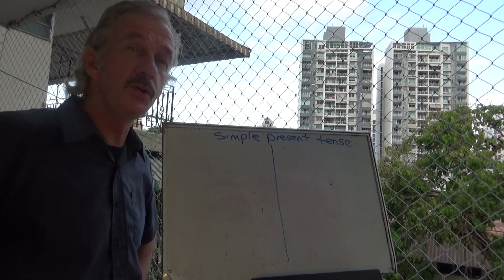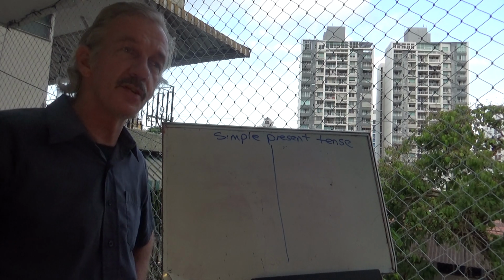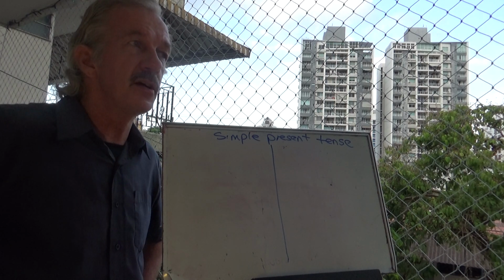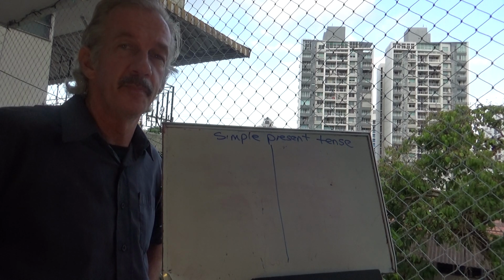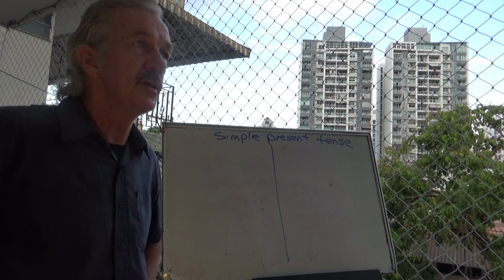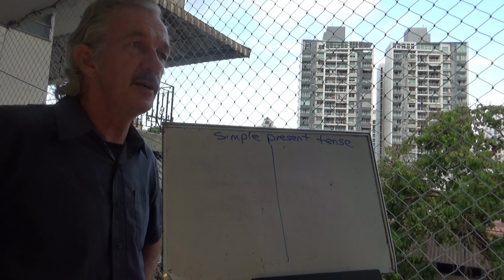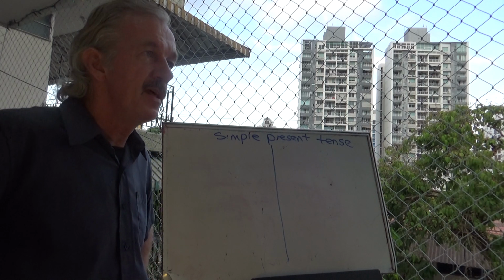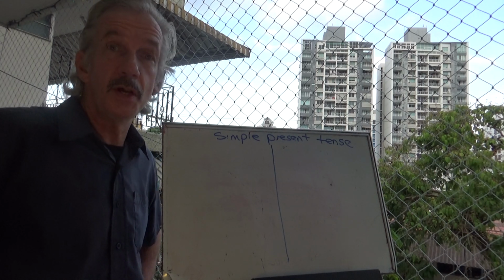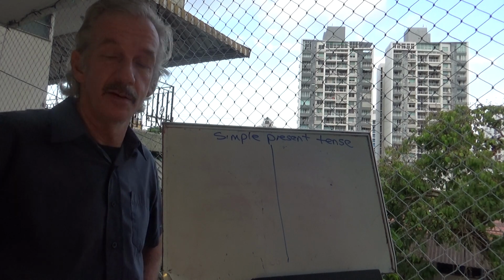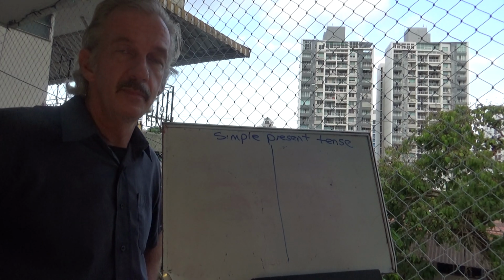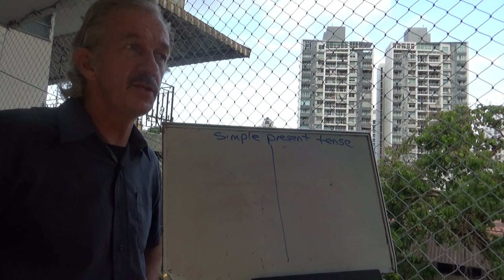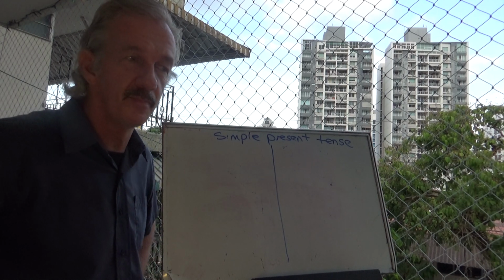Simple present tense is used to talk about habits. For example, I drink coffee every morning. Routines. We go to the cinema every weekend. Facts. Hey, what time is it? It is 5 o'clock. These are just the most basic uses of the simple present tense.